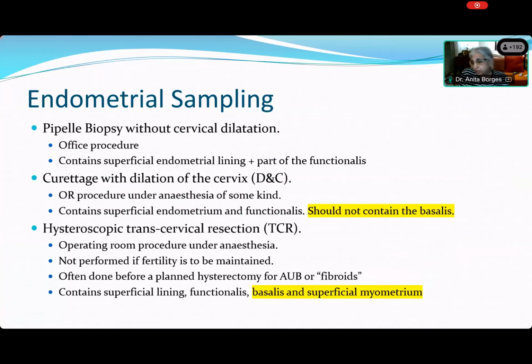Okay. Endometrium sampling can be done in a variety of ways. One of them is what we call an office procedure. That means you can do it in a clinic. The gynecologist in his or her clinic can do this. And this is what is called a pipelle biopsy. It's a small little tubular instrument which you put into the cervix without dilatation. And you suck out a little bit of the endometrium. And it should contain only the superficial endometrial lining and a very superficial part of the functionalis. That's about all that you can get in a pipelle biopsy.